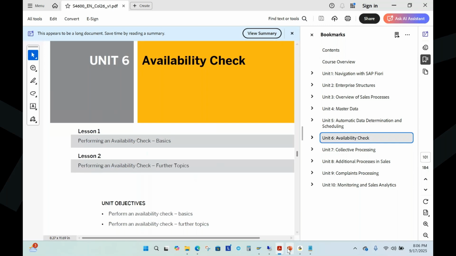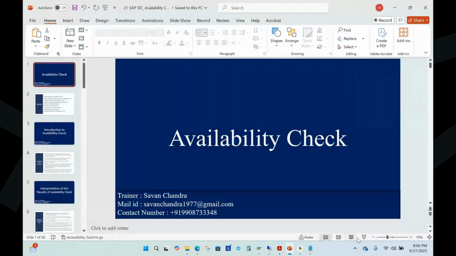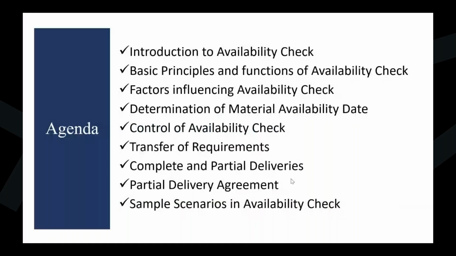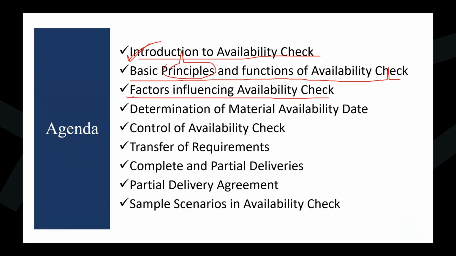So in the availability check, these are the topics we are going to cover. We will see the introduction to availability check, and understand what availability check is. Basic principles and functions of availability check: why we need to do it and how it works. Factors influencing the availability check: we will see what factors influence it.